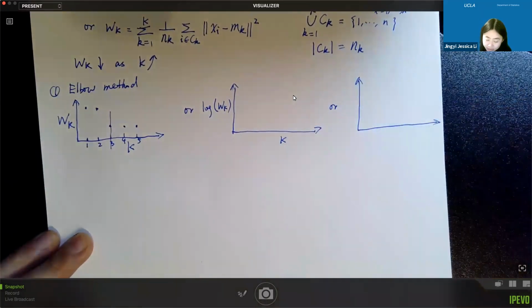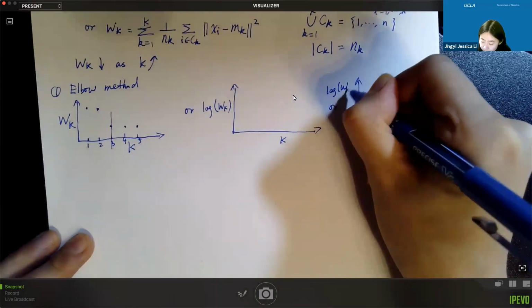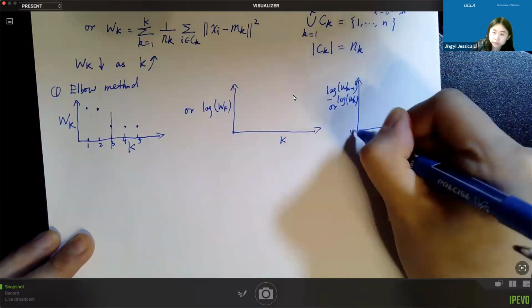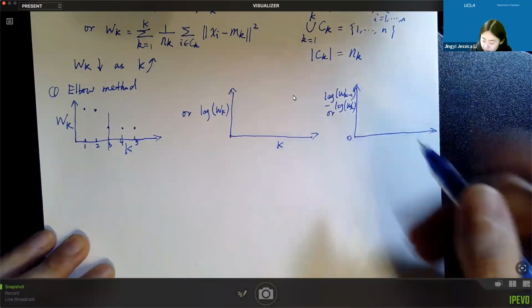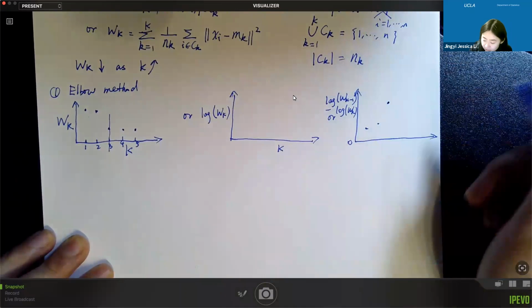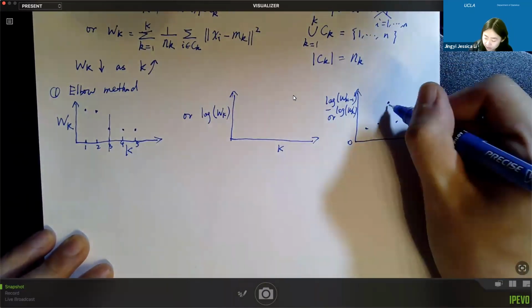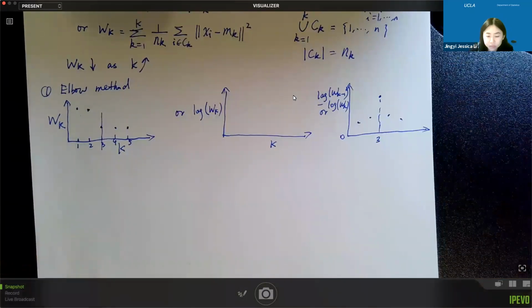Or sometimes you may just take the adjacent difference of log WK, so you may do log WK minus 1 minus log WK. And we know this number must be positive because WK is decreasing. So if you see that you have a maximum at 3 and then goes down, this gives you a clear picture to pick 3 as your K. So this is the easiest one and still the most popular one, I would say, in practice for choosing K.